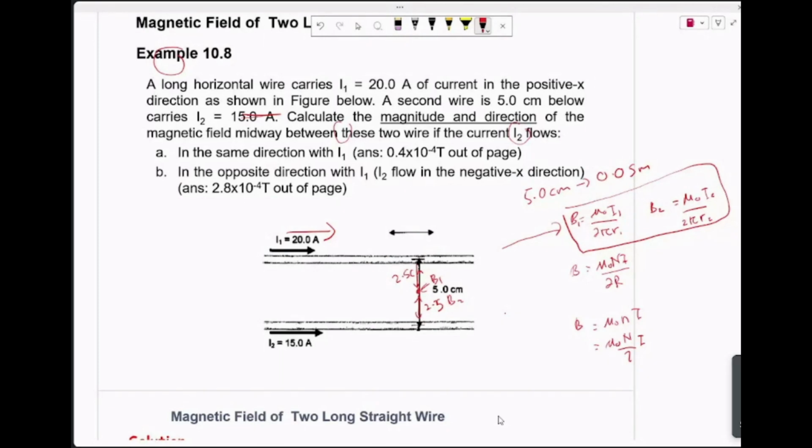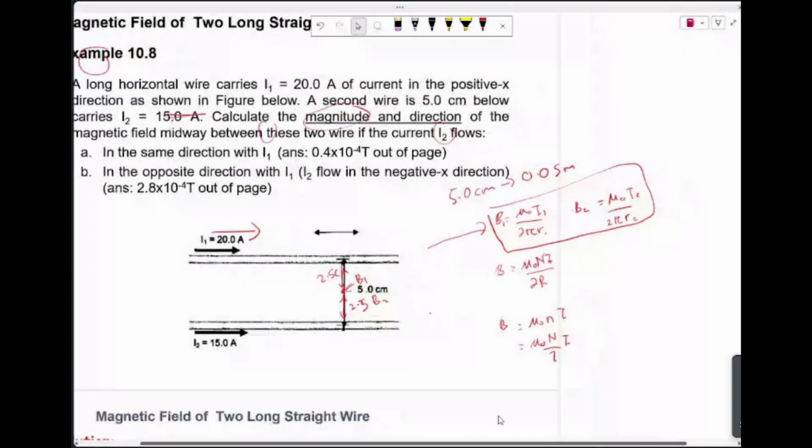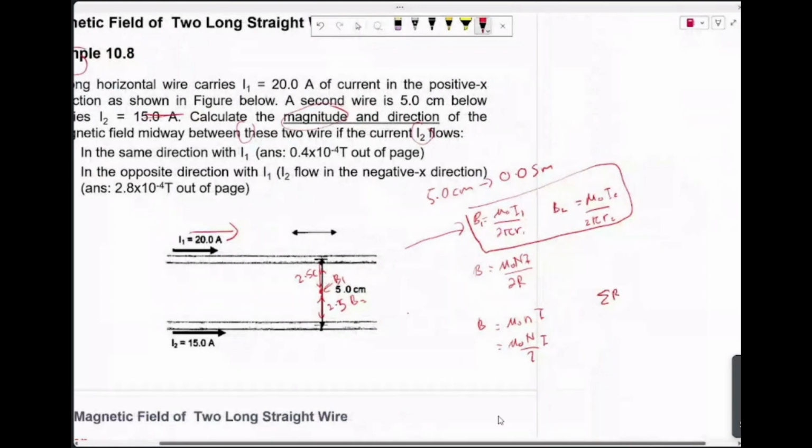Okay. So the next one, because it asks you the magnitude. Since we have two magnetic fields from two different sources, at the same point, of course, you're going to have what we call a resultant magnetic field. The resultant magnetic field, as described by the name itself, is just the summation of all the magnetic fields. In this case, we only have two, B1 plus B2.